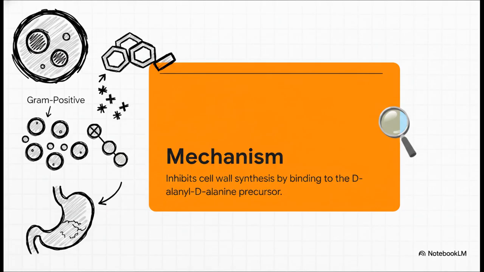Now, for its spectrum, vancomycin covers your essential gram-positive bacteria. This includes staphylococci, specifically MRSA, as well as streptococci and enterococci. But, and this is a huge but, remember this absolutely crucial limitation: it does not cover VRE, or vancomycin-resistant enterococcus. That's a classic exam trap. Finally, while it is used for C. difficile, remember that is strictly via the oral route.